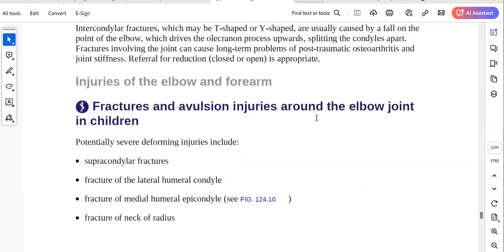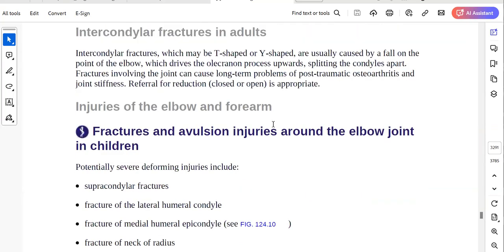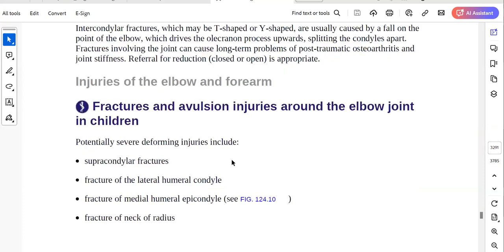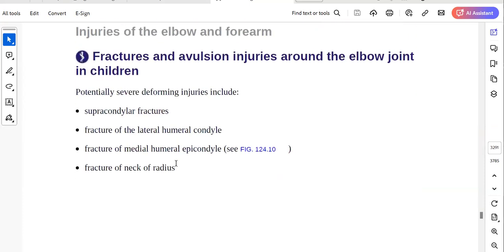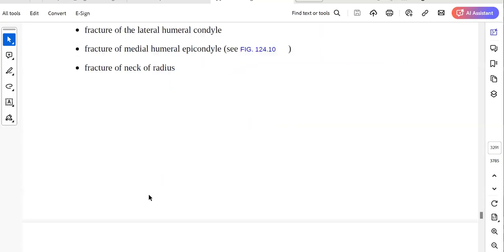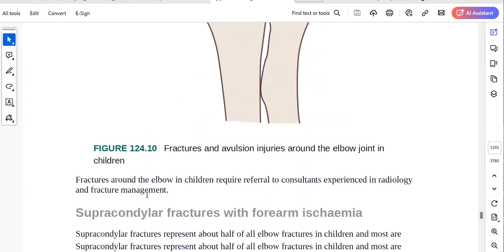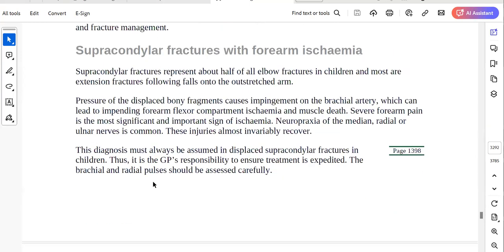Now this is a very important fracture, commonly happens in children, but it comes in exam as well. It's an important one to know. For children, one of the most dangerous and potentially deforming fractures is the supracondylar fracture. Okay. Supracondylar fractures represent about half of all elbow fractures in children, and most of them fall onto their outstretched arm.